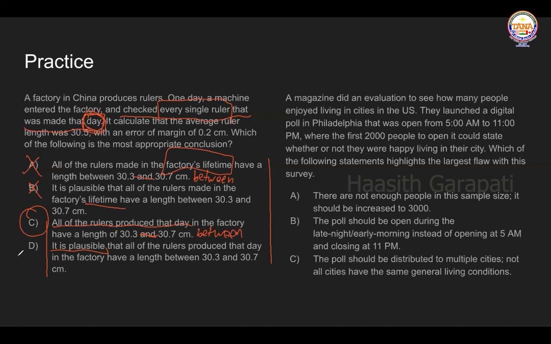D is not necessarily super wrong, it's just that C is better than D. Okay, what about the next question? This is like a general logic question. You have to think about this.